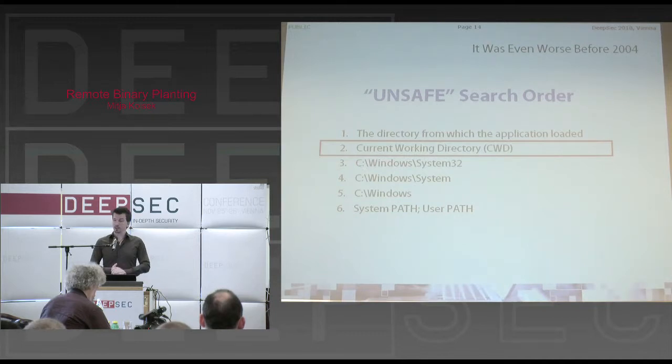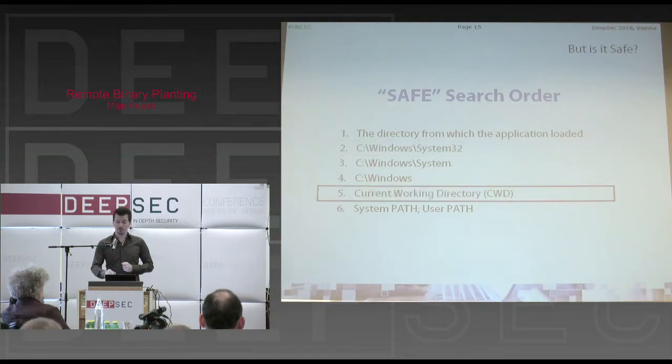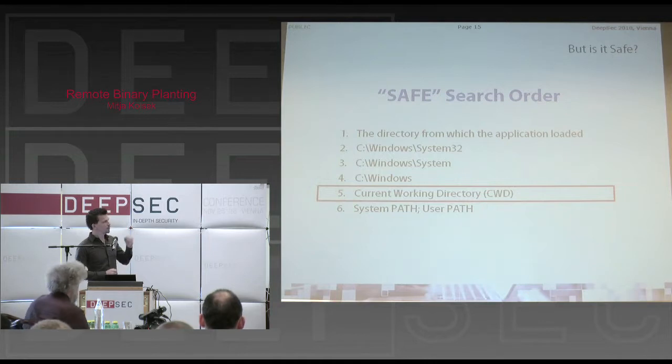If it's any consolation, before 2004, it was even worse, because the search order had the current working directory in location number 2. So Microsoft decided to change that to what they call safe search order. It's a safer search order, but is it safe? Now we have to think about it. Why wouldn't it be safe?